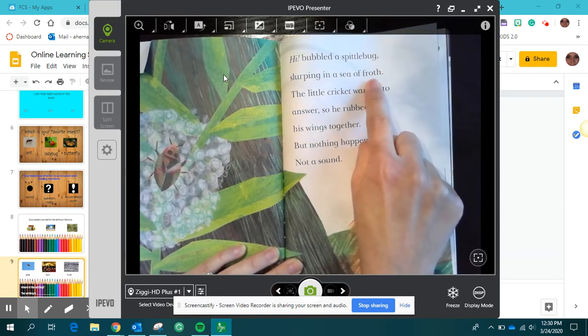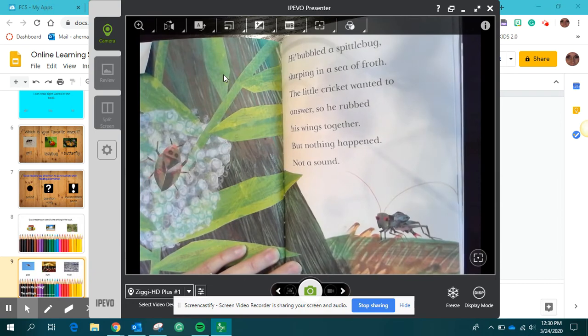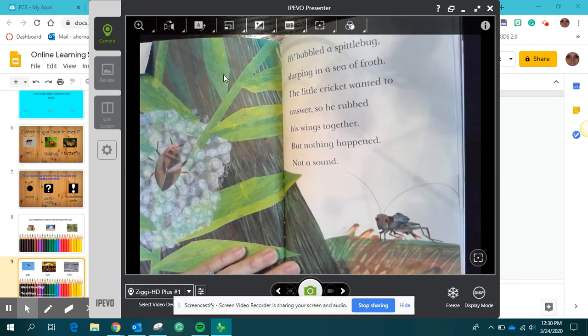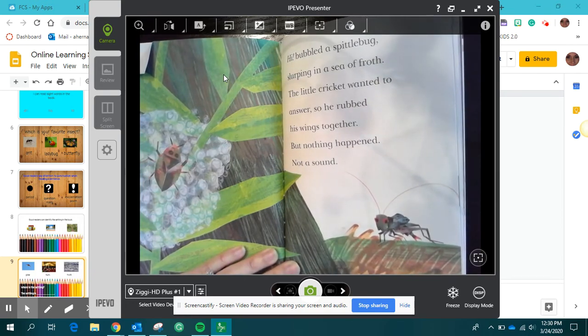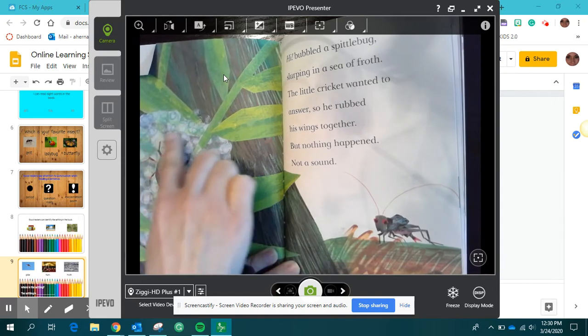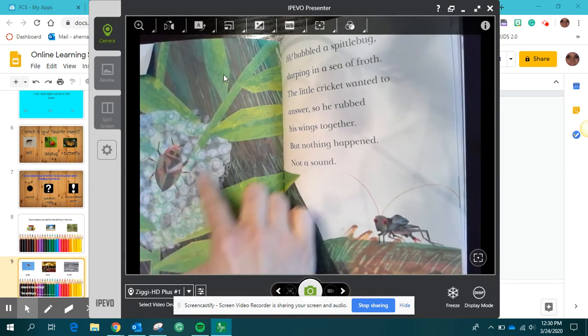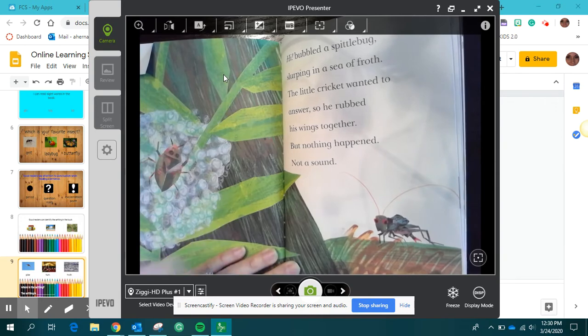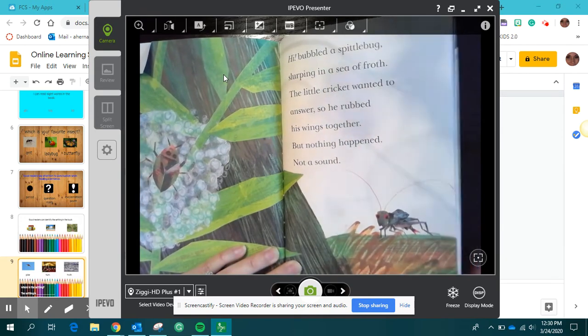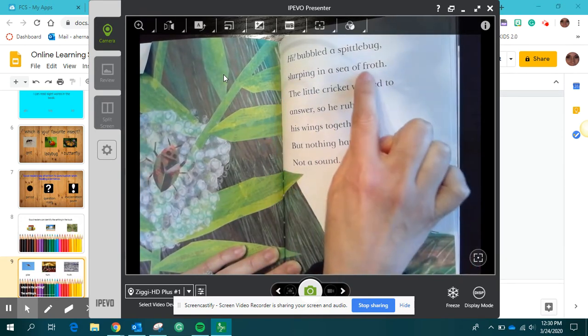Did you guys see our vocabulary word, froth? What do you think froth means? Do you remember? Here we go. This is the froth right here. Do you see the little bubbles of water on the leaf? He's slurping in a sea of froth.